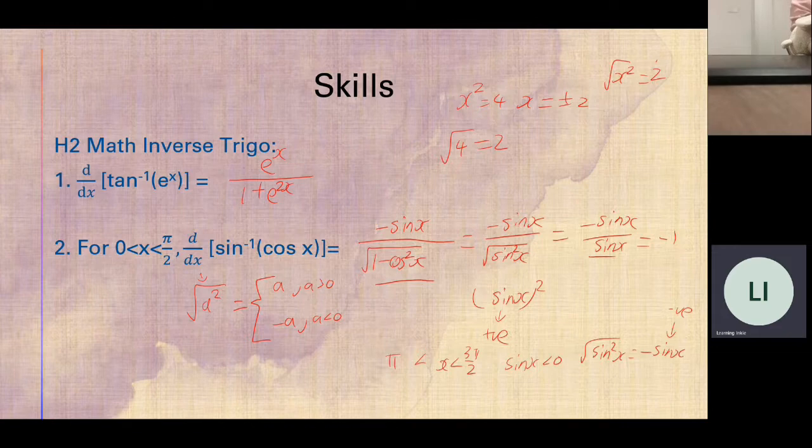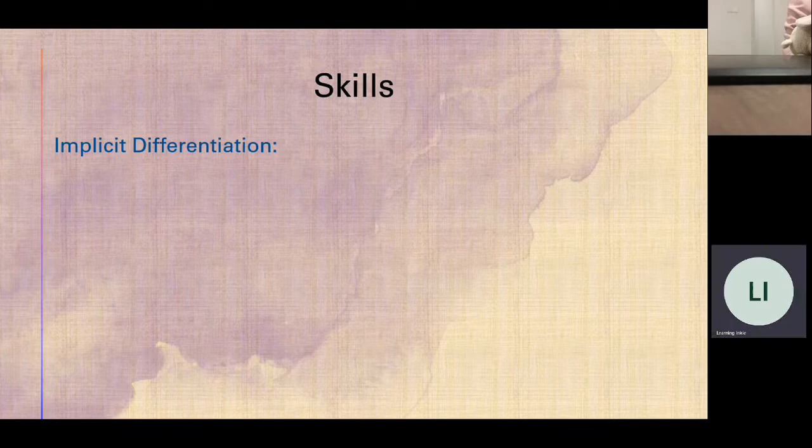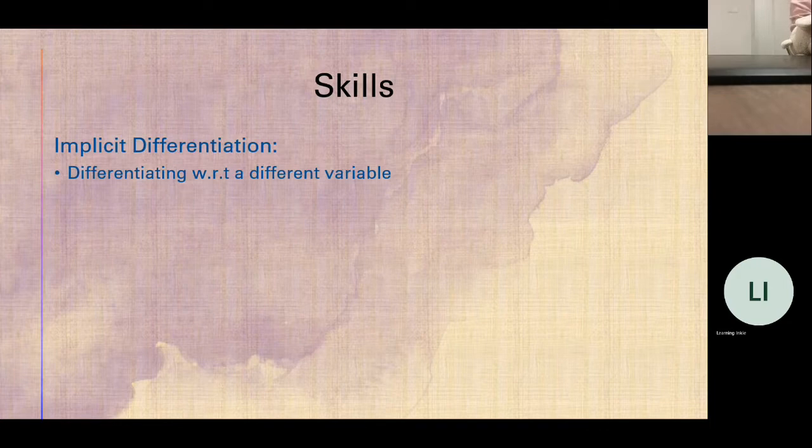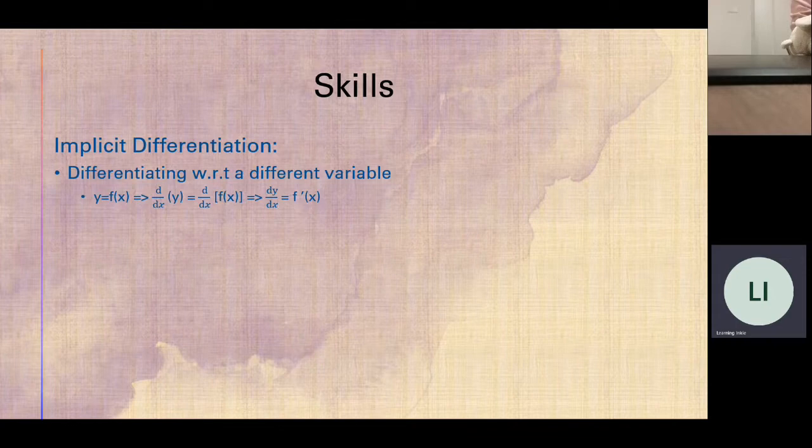Implicit differentiation. This is a technique that we've actually been doing, right? The idea of implicit differentiation is simply differentiating with respect to a different variable. So y equals f of x. Actually, what we do is apply the operator d dx on both sides. d dx of y on the left, d dx of f of x on the right. On the left, d dx of y is simply dy dx, and on the right, simply f prime x.